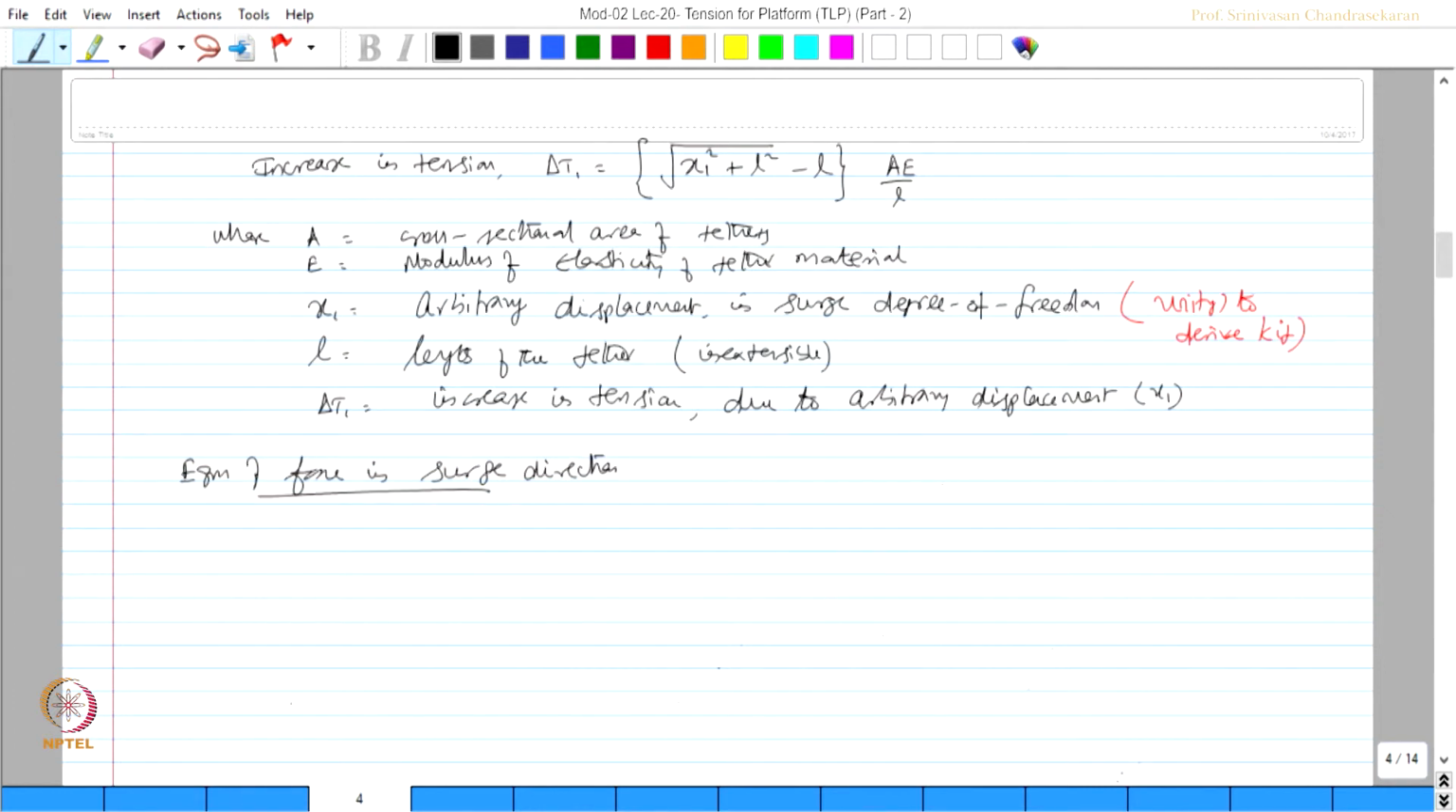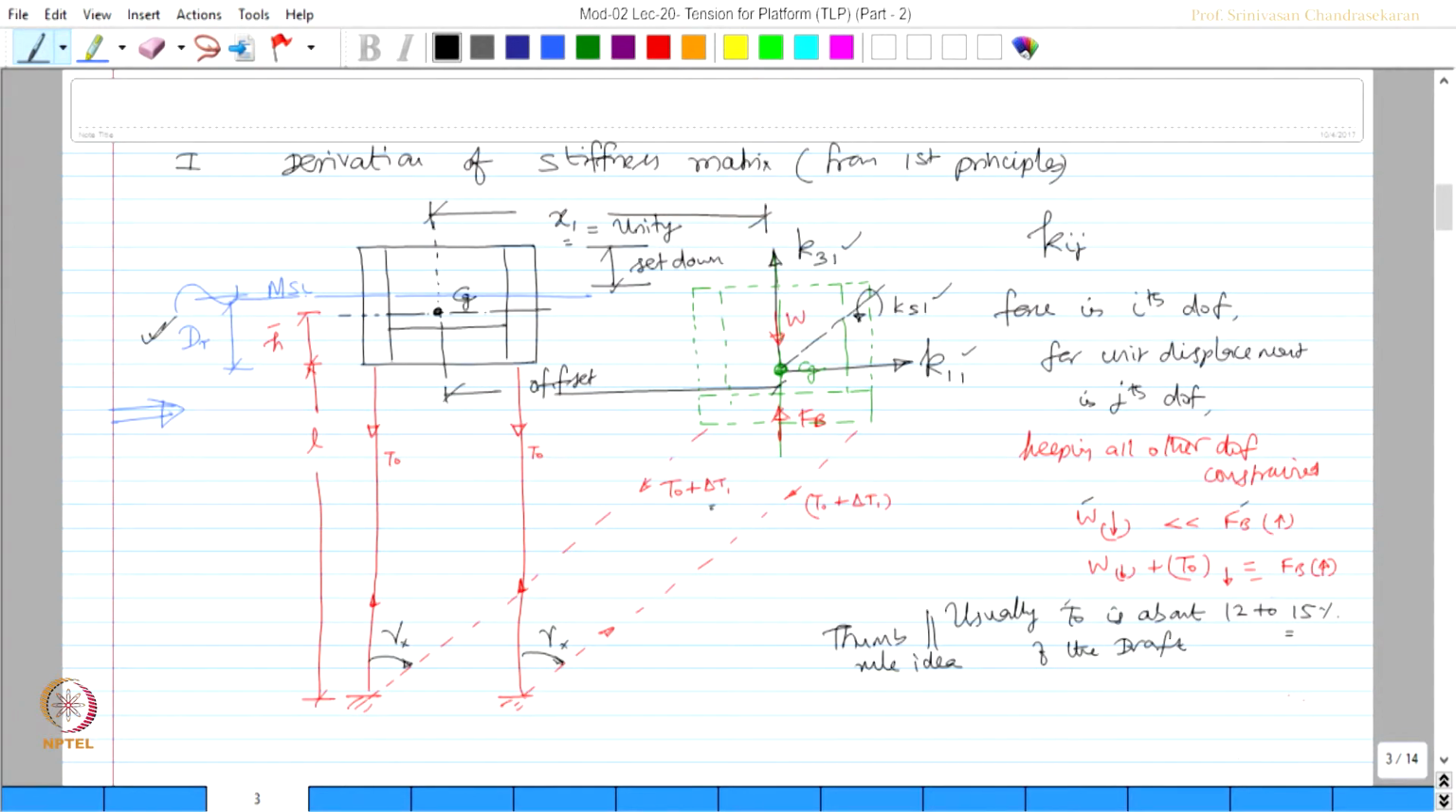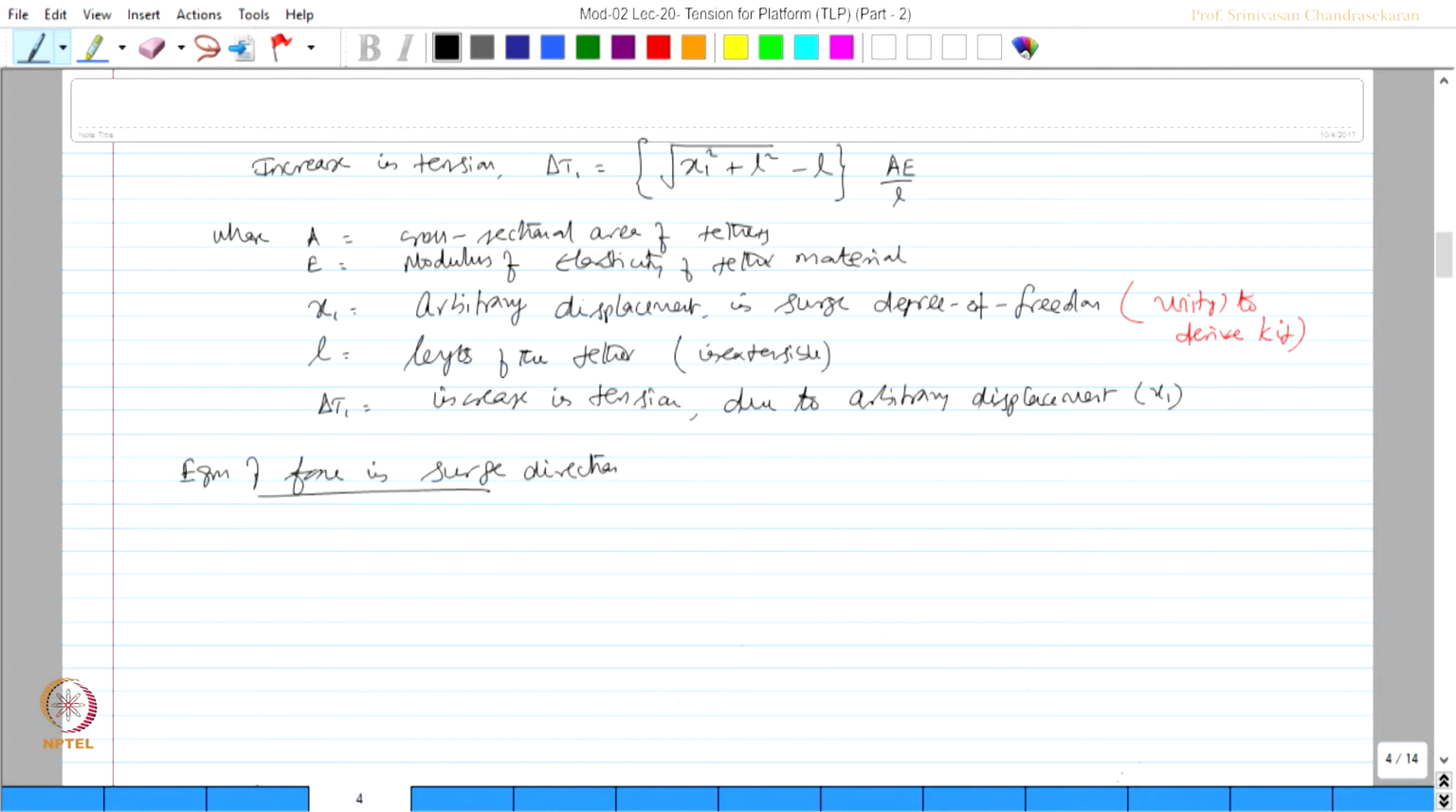I request you to refer to this figure again. There are forces acting in the surge direction K11 and there is a component of this in the x axis. If this is gamma x, this value is also gamma x. So, obviously, this will be T0 plus delta T1 of sin gamma x, because the vertical component will be cos gamma x and this is sin gamma x. So, K11 and this are opposite in direction as you see from this figure. So, write the equilibrium of these forces.